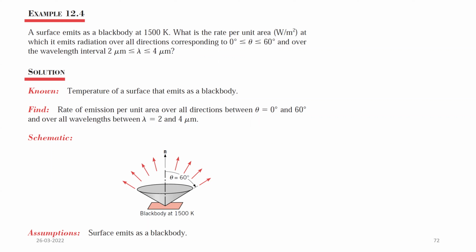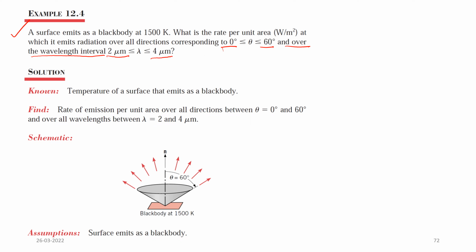Let us look at another numerical problem. A surface emits as a black body at 1500 Kelvin. What is the rate per unit area in watt per meter square at which it emits radiation over all directions corresponding to theta varying between 0 degree to 60 degree and over the wavelength interval 2 microns to 4 microns?